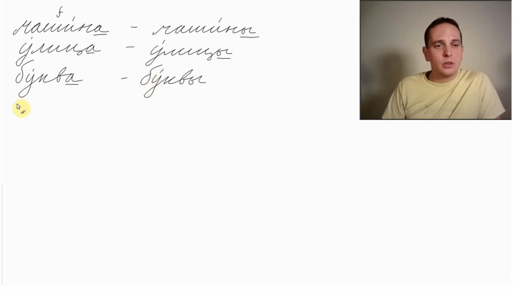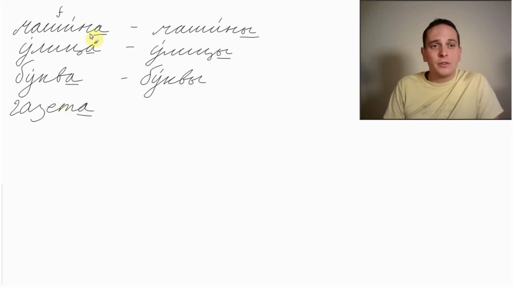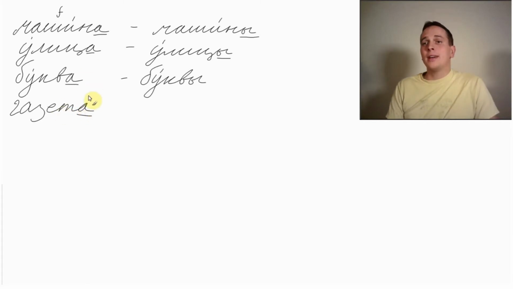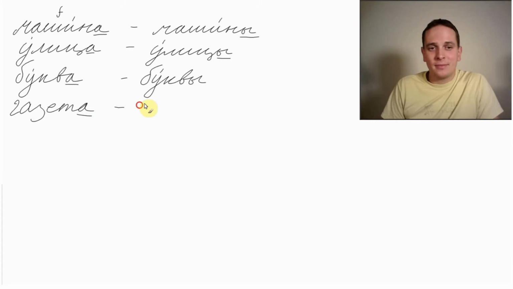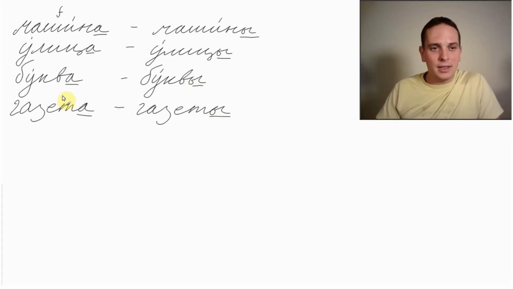We already know this word. Газета ends in a. It is feminine. All of the nouns in singular ending in a are feminine. Газета. Replace a with I and try to pronounce it. Газеты. Газета, газеты. With the emphasis on E.